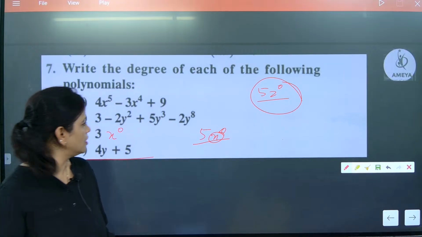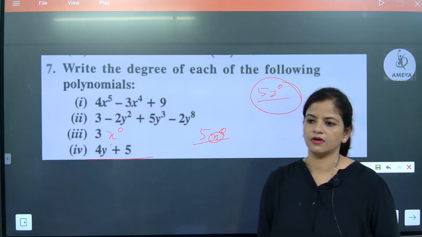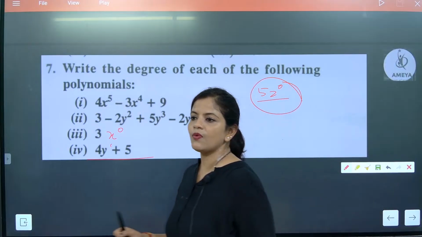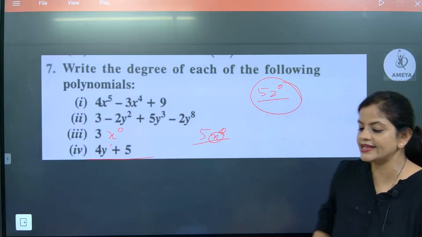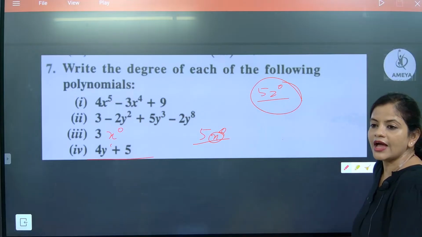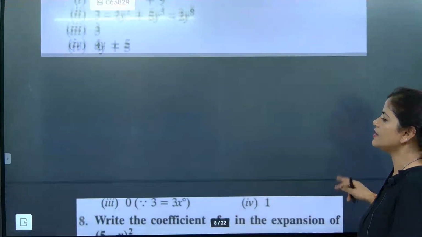Which one? This one. The highest degree is 1, because y is there now, and y with nothing written means 1. The last one, exactly, the highest degree is considered as 1. I hope you have understood. Come on, say. Now, next one.